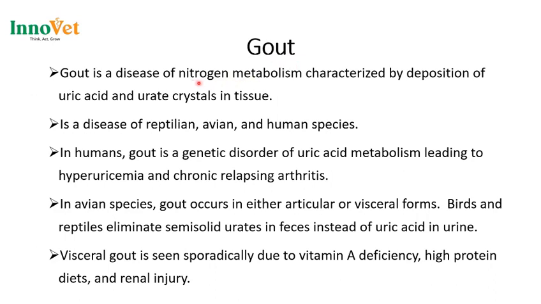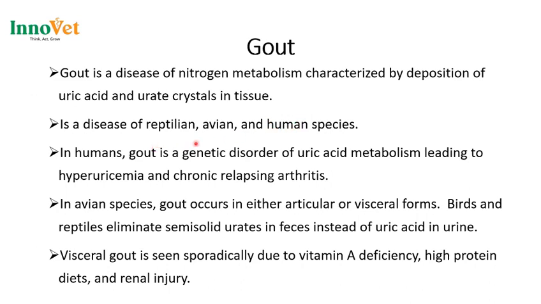Well, gout is a disease of nitrogen metabolism characterized by the deposition of uric acid or urate crystals within the tissues. These are more characteristic within the viscera, or the visceral tissues, and the articular tissues, or the joints. We are going to appreciate that this disorder is very common in the reptilians and the avians, and the human species are also very susceptible. More so, articular gout is very common within the human species.